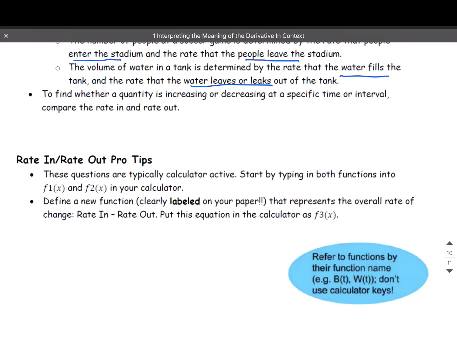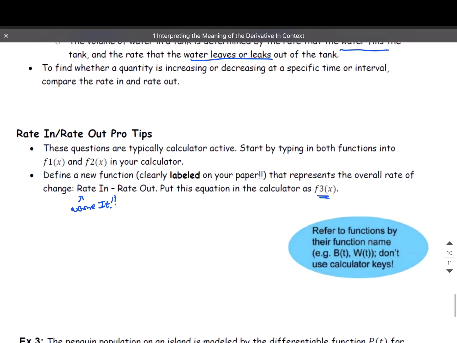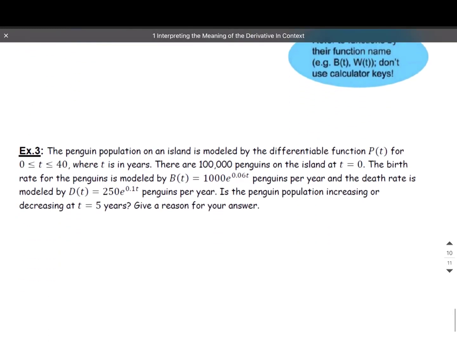In other words, rate in minus rate out. You have to name this function though. Don't forget to name it. Give it some kind of name. And then in your calculator, put it in F3. Refer to the functions by their function name, B of t, W of t. Don't use calculator keys. Do not write F1 of X, F2 of X, F3 of X. They do not want calculator notation. I know in AP Stats they do, but in AP Calc, they want to see no calculator notation.